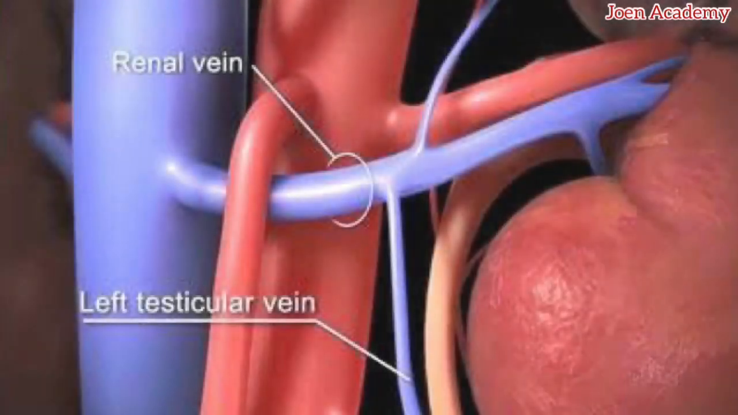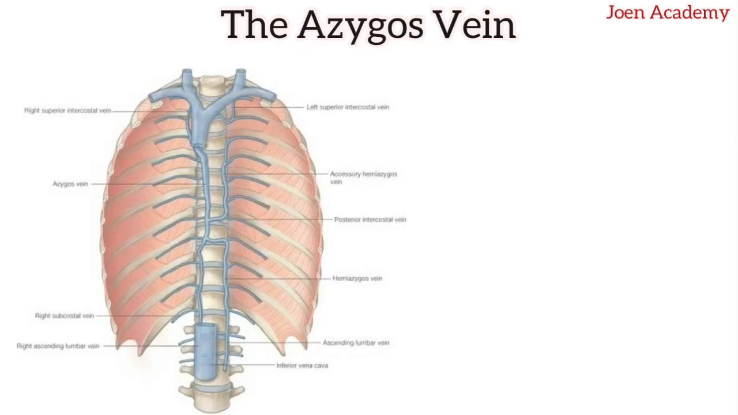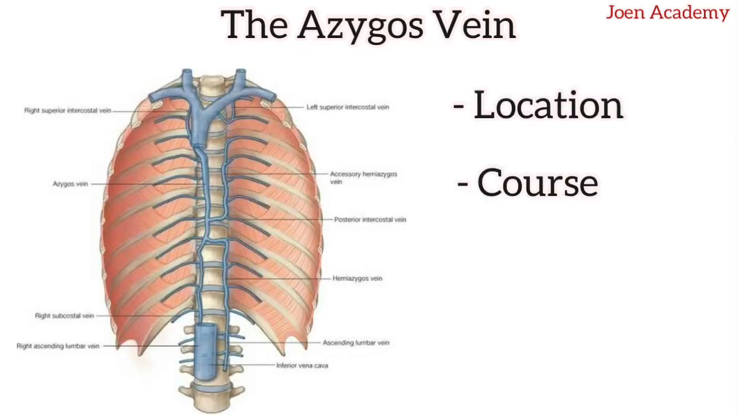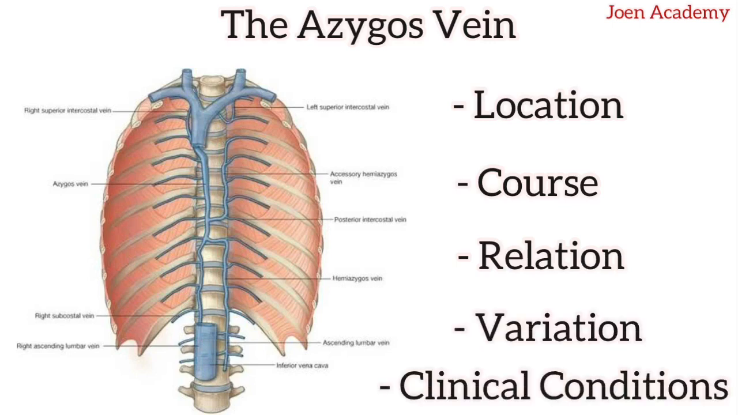In a situation whereby there is an obstruction of the inferior vena cava, an alternate drainage route is important. Let us have a glance at the azygos vein, its location, route, structures that can be found around it, variations, and some clinical conditions that are associated with it.